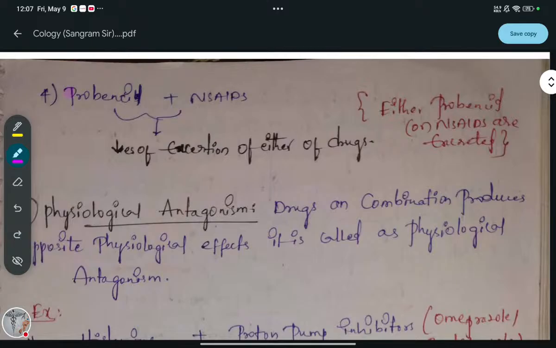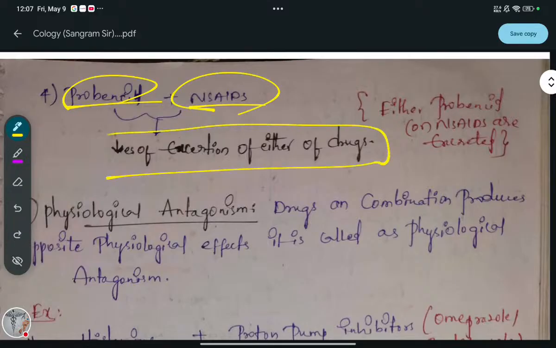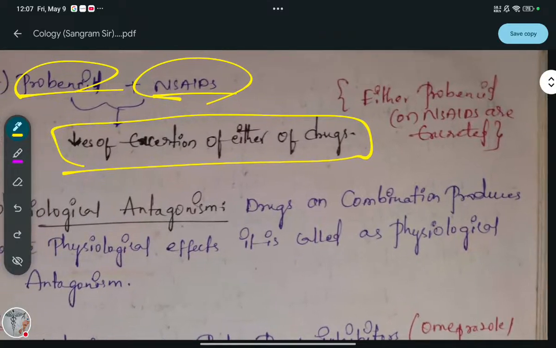Okay, next probenecid and NSAID. So when you take probenecid along with the NSAID, same thing, it will decrease the excretion of either drug. So when the excretion of one drug decreases, it will affect the effect of the drug. So it will show antagonism. Which type of antagonism? It is pharmacokinetic antagonism.